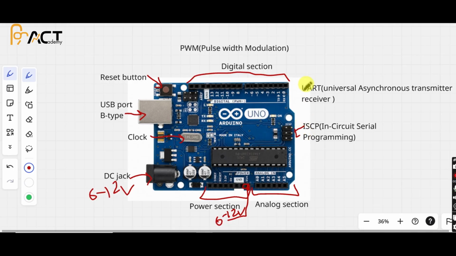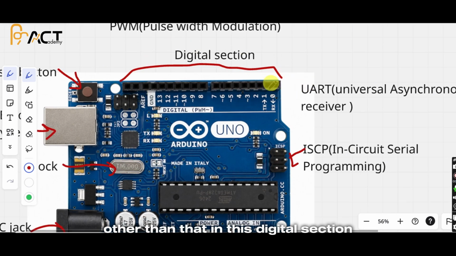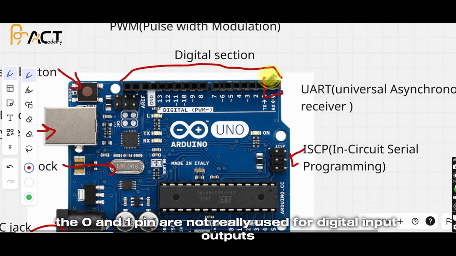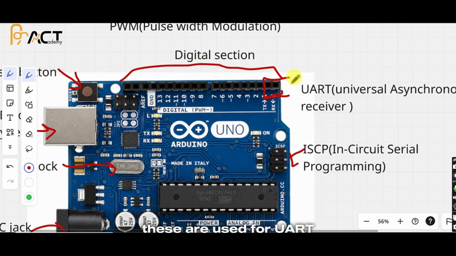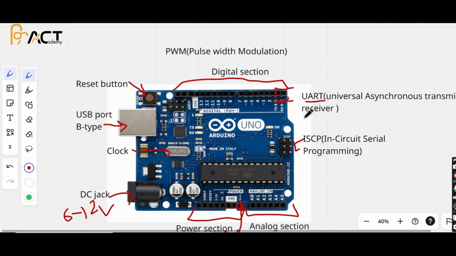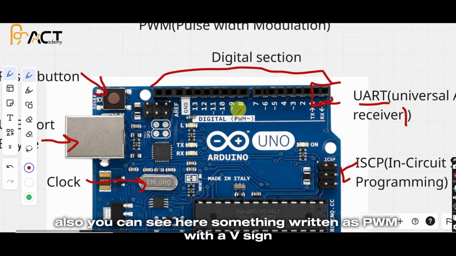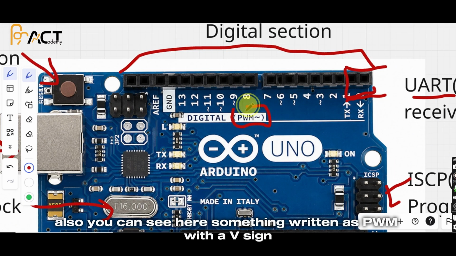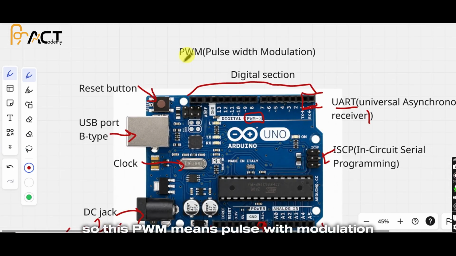Other than that, in this digital section, these 0 and 1 pins are not really used for digital input outputs. These are used for UART, which means Universal Asynchronous Receiver and Transmitter. I have written the wrong full form, but it's okay. Also, you can see here something written as PWM with a wavy sign. PWM means pulse width modulation, and it's used for dimming LEDs, controlling motor speeds, and more things.